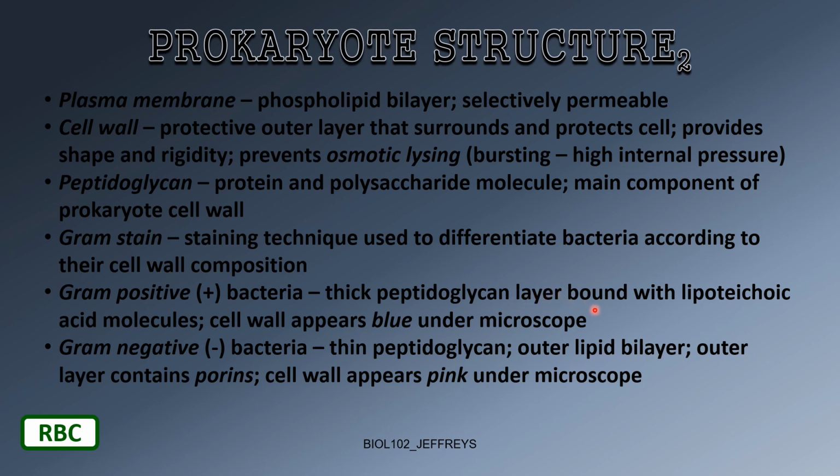That thick layer is bound with lipoteichoic acid molecules, or teichoic acid molecules. They're like little ropes that hold the cell wall, the peptidoglycan wall, to the cell membrane. And the cell wall in gram-positive bacteria appears blue under the microscope. I'll explain that in a minute.